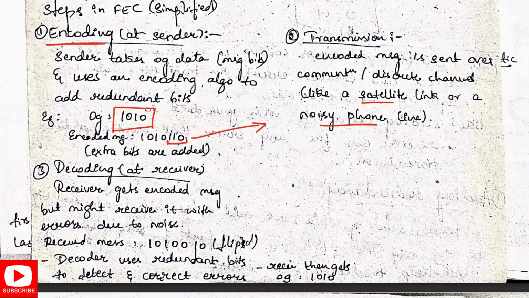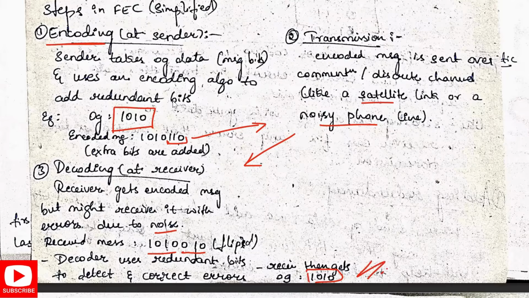This data is sent. After that, it is received at the receiver. Here it gets the message, but it receives it with errors due to the noise. So what happens here? Some bits are flipped. You can observe the sent data was 1010 and then 110. Here it has become 010. So the decoder uses the redundant bits and detects the errors, and it corrects that error, so you will get the received original message.